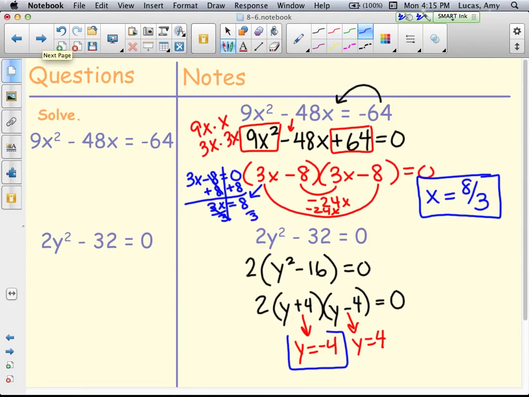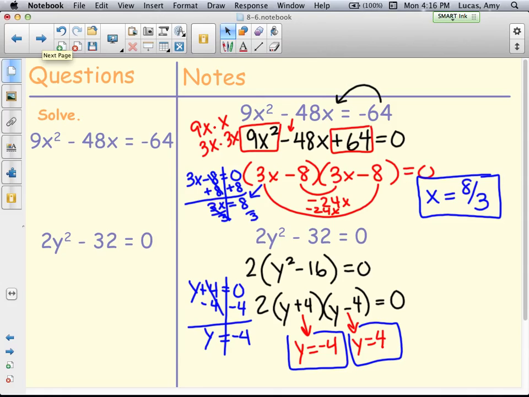Remember, if you need to set the binomials equal to 0 and solve, go ahead. So set each one equal to 0 like this and solve them. And that's how I got my negative 4 and how I got my positive 4.